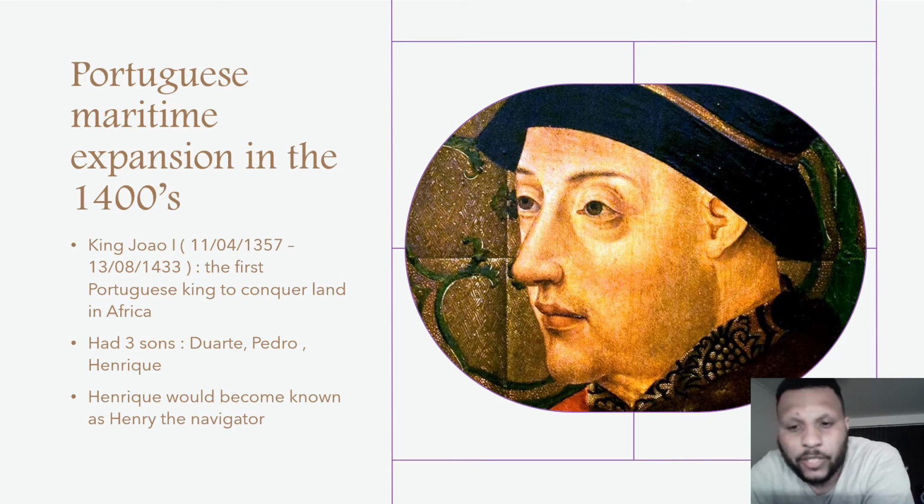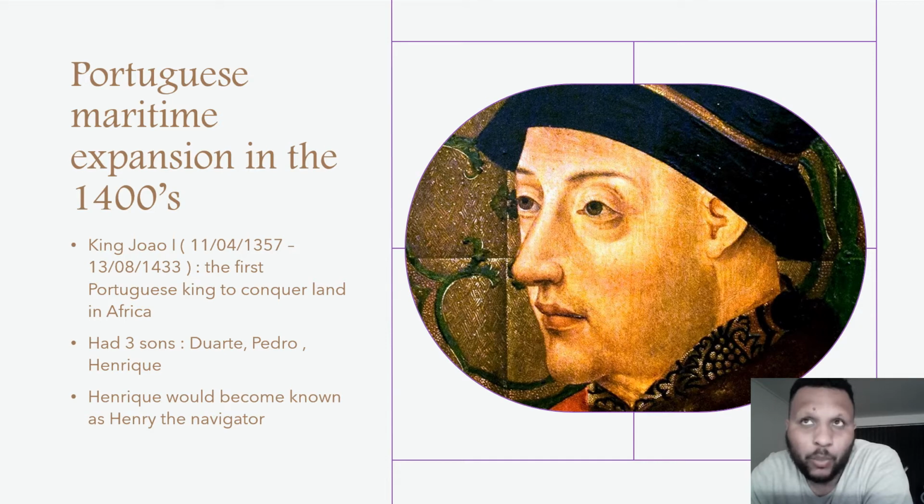So this is just a picture of King John the First. In Portugal they call him King João the First, who had three sons, and Henrique, or Henry the Navigator, would be the most famous one, even though he wouldn't become the king.